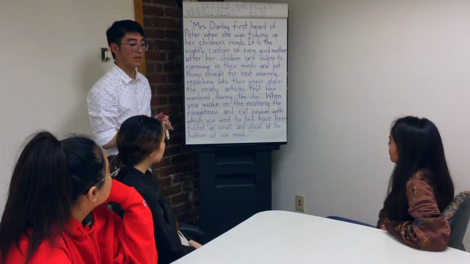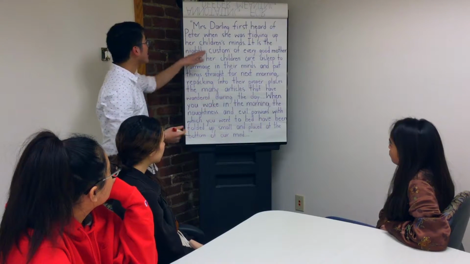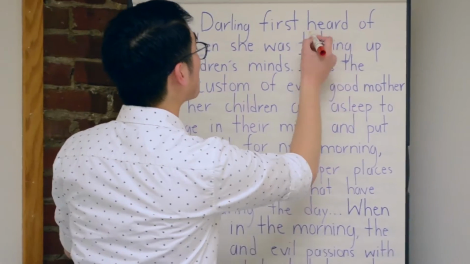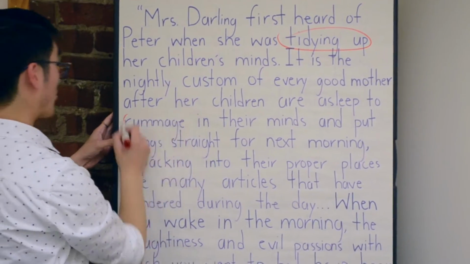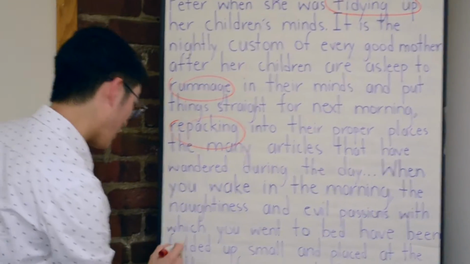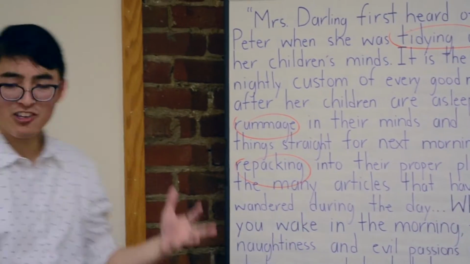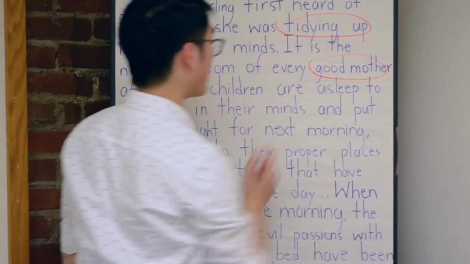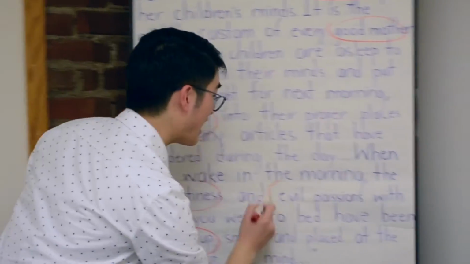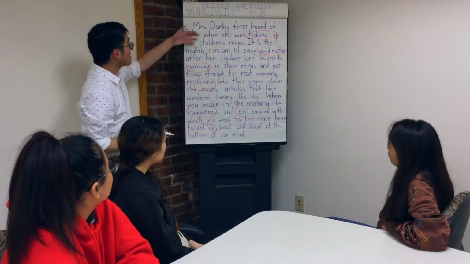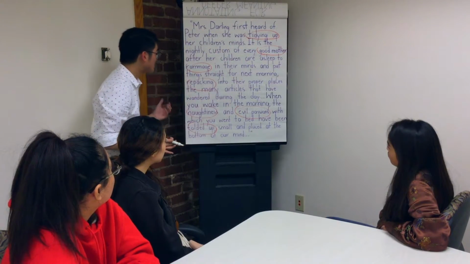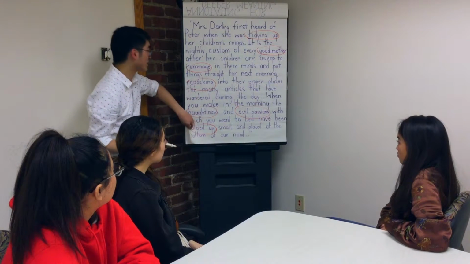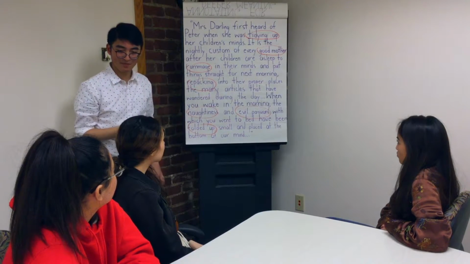Okay, so when I'm looking at this passage, a couple of words stand out to me. We're talking about children's minds, but there's a bunch of words that have to do with organizing laundry. For example, tidying up, or rummage, or repacking, or folded up. And then there's also language that has to do with this idea of good and bad. So we have this good mother, and then we also have naughtiness and evil passions. Already we have a bunch of different observations, but we've grouped them into more meaningful categories, and that'll help us think about the passage later on. Any questions on that? Okay.